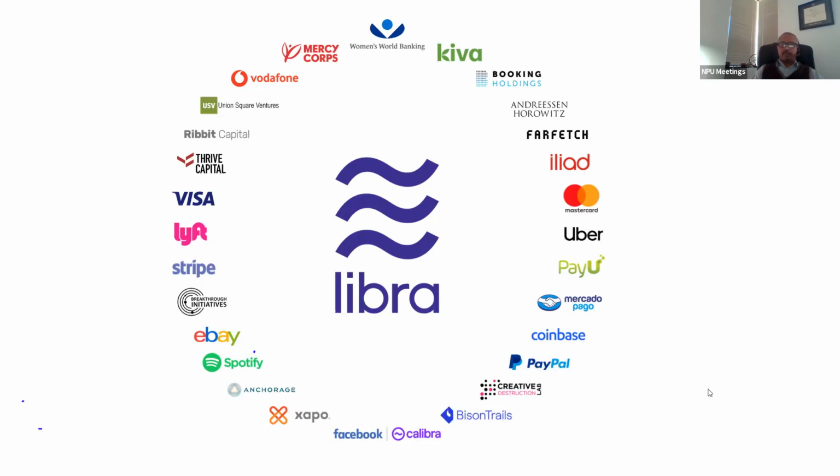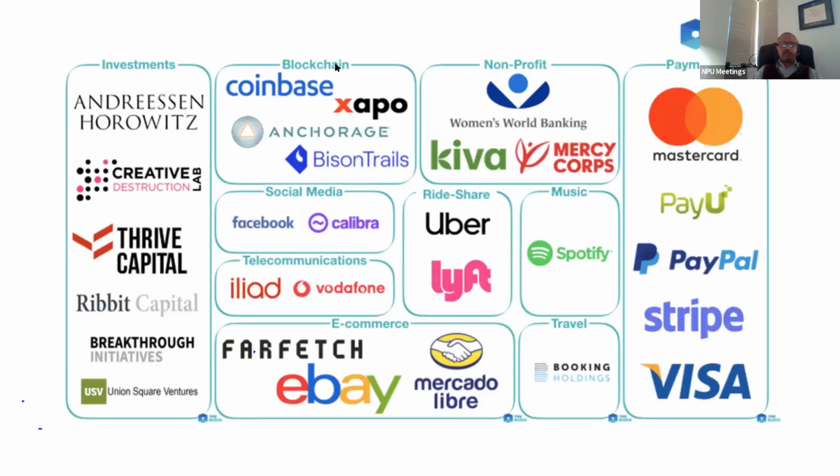And in this slide, you will see them divided according to their industry, according to their activities, from payments, nonprofit, music, and social media, and so on. So this will give you an idea: they're trying to build this coalition so they can say we are not only Facebook, because they have the bad history of privacy in 2018 and before. So they say, okay, we have other 27.